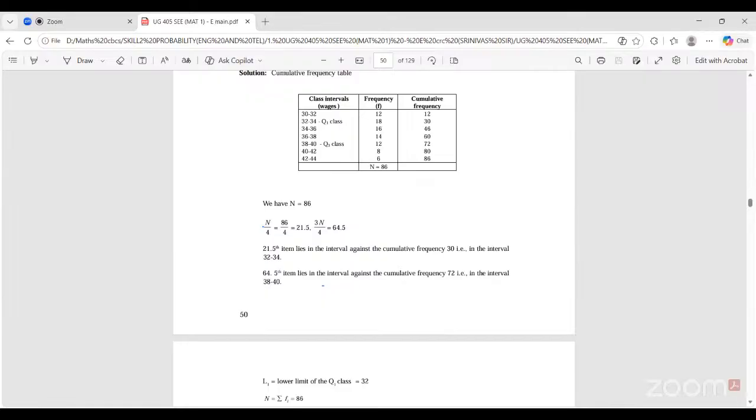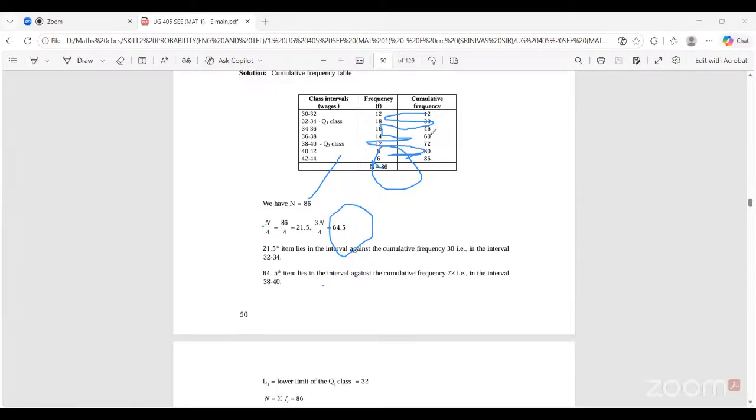I'm checking here. Cumulative frequencies: 12, 30, 46, 60, 72, 80, 86. Total value is 86. When n is equal to 86, the formula is n by 4, 86 by 4, that is 21.5. 3 into 21.5 is 64.5. So it is taken as 21.5.